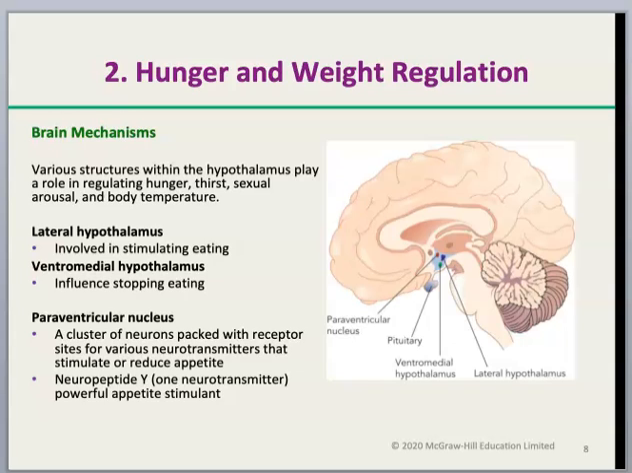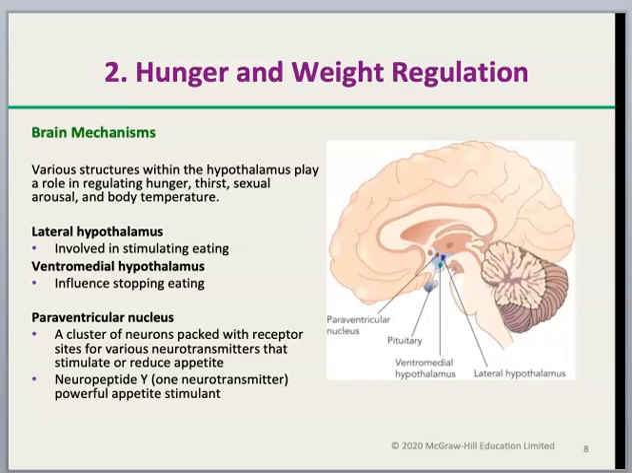It used to be thought that the lateral hypothalamus and ventromedial hypothalamus were like switches. When the lateral hypothalamus was turned on, they would eat, and when it was turned off, they would stop. They would stop eating when the ventromedial hypothalamus was switched on. But experiments that they did again with rats demonstrated that that is not true. They are significantly involved in the process of stimulating and stopping eating, but it is not as simple as a switch.